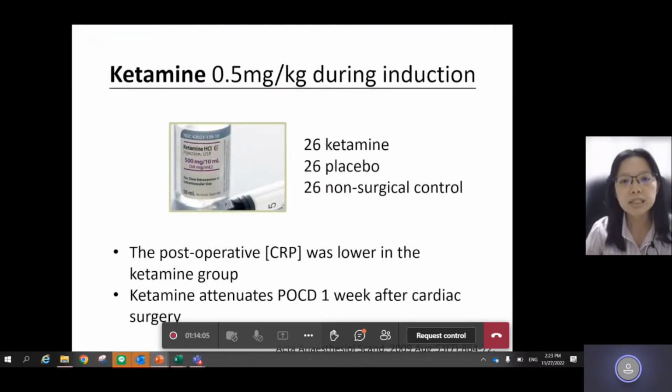Other studies proposed ketamine infusion during the induction, and the study showed that low-dose ketamine infusion could lower the postoperative CRP, which is an inflammation marker. It also attenuates POCD 1 week after cardiac surgery. But we can see here that the study group is also very small. It consists of 26 in the ketamine group and 26 in the placebo group. So the evidence is not strong enough for us to change our clinical practice.